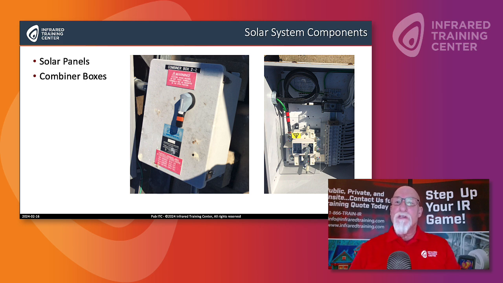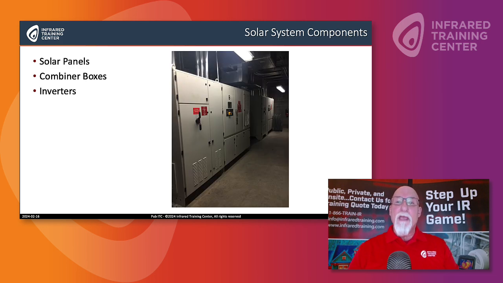And where this goes into is combiner boxes. And you can see a picture here of a combiner box. And this may be the positive side of 96 panels that have been combined into this box before it heads down to the inverter. We also talk about the inverter. This is where we're taking the DC power and making it into usable power, or AC power.